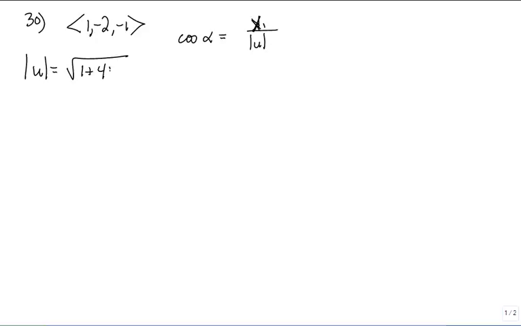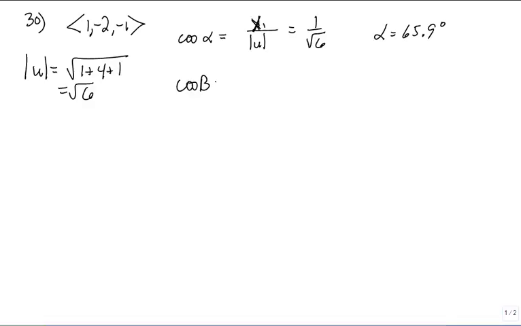Okay, let's look at number 30. Find the direction cosines and the direction angles. Okay, so cosine alpha is x1 over the magnitude of u. The magnitude of u is square root of 1 plus 4 plus 1, which is square root of 6. This is 1 over the square root of 6, so alpha is 65.9 degrees.